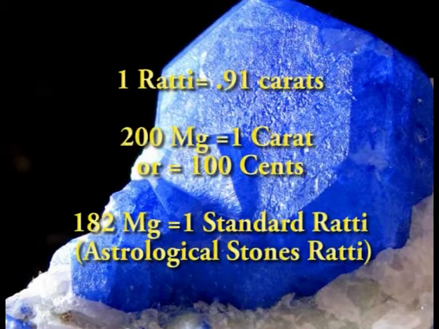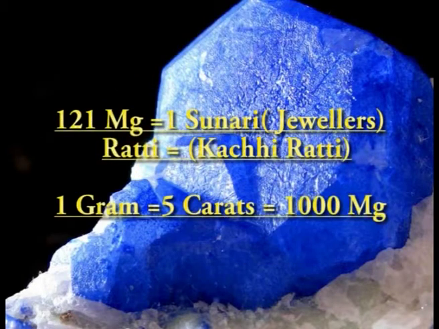200 milligrams equals 1 carat or equals 100 cents. 182 milligrams equals 1 standard ratti, astrological stones ratti. 121 milligrams equals 1 sonari or jeweler's ratti, equals kachi ratti. 1 gram equals 5 carats, that is equal to 1000 milligrams. Going by the above, there should be a single standard value for ratti regardless of where you go. It has to be universal, but the fact of the matter is, it isn't.